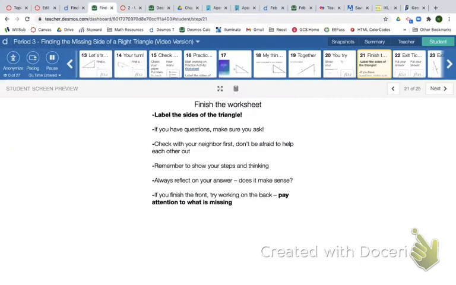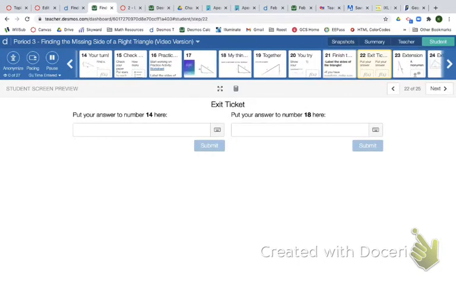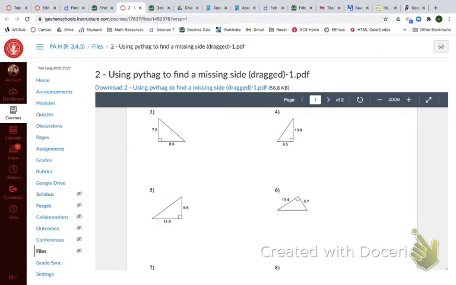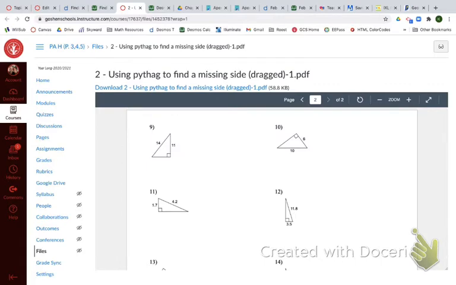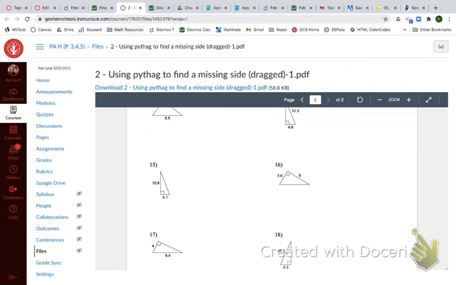When you have finished the backside of that worksheet, make sure that you come back here. On slide 22, you have an exit ticket. You're going to put your answer to number 14 and number 18. So 14 and 18. On Desmos, that will be your exit ticket. That's how I will be evaluating you, aggressively monitoring.